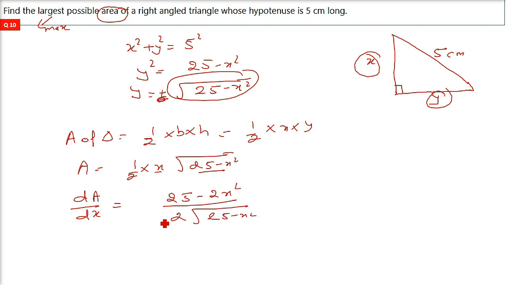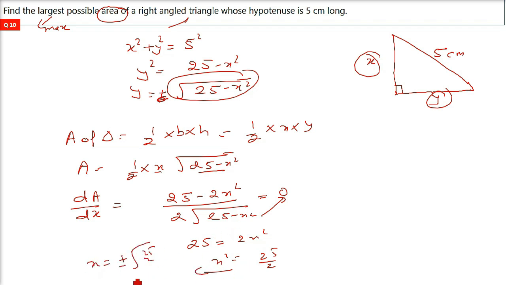This is the dA by dx. Now once you differentiate this, you have to place it as 0 in order to get the critical point that we have been doing in the previous exercises also. If you equate it to 0, the denominator is going to be 0, of course, because it is being multiplied across. So you will get 25 equals 2x square, that is x square equals 25 by 2. x will be equal to plus minus under root 25 by 2, and negative cannot be taken. Under root 25 is 5 and 2 will be root 2. So you get x as 5 by root 2.